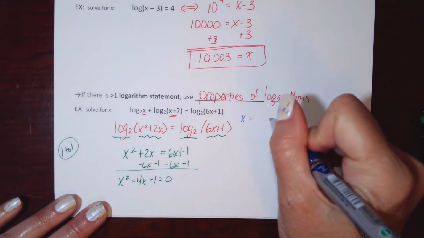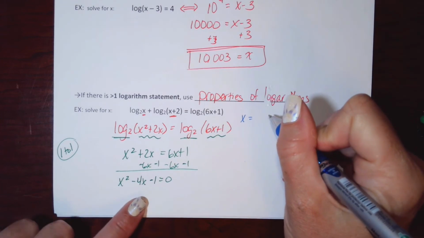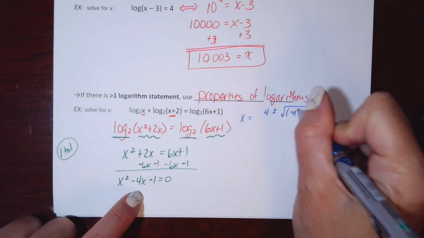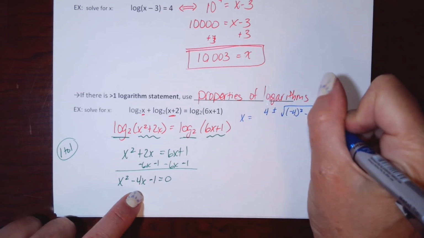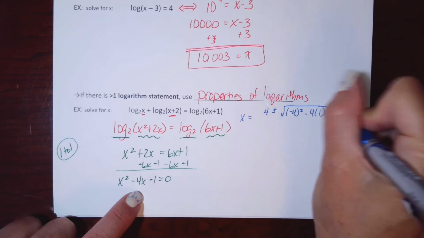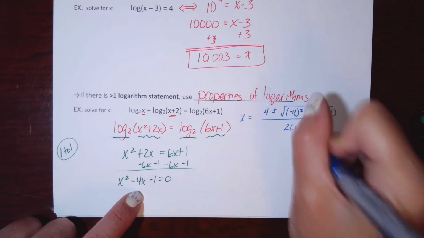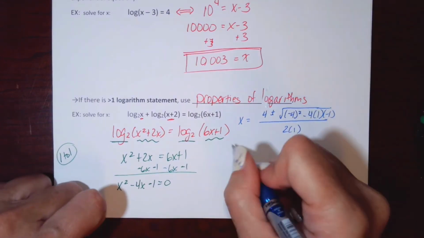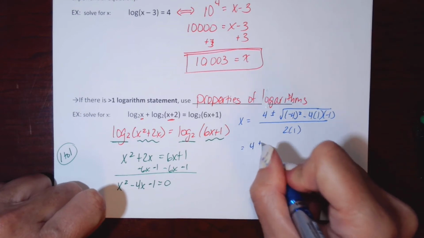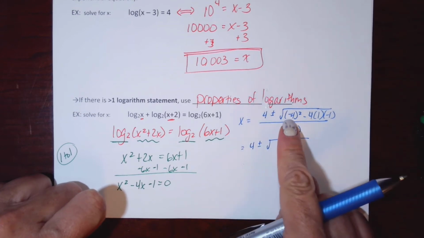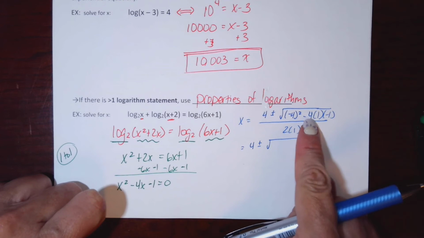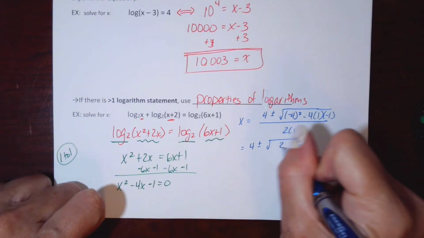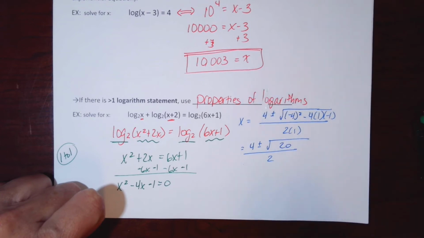So x equals negative b, which is going to be a positive 4, plus or minus the square root of b squared minus 4ac, all over 2a, where I've got a, b, c. And then I need to clean this up. So 4 plus or minus the square root of negative 4 squared is 16, and then a negative times a negative becomes a positive. So I've got 16 plus 4 is 20, over 2.